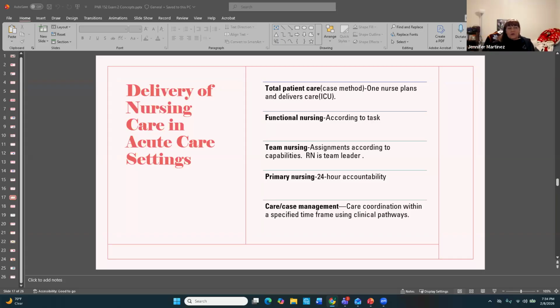Functional nursing is according to task. Team nursing assignments are according to capability. So you'll have an RN, LPN, maybe a UAP, and the assignments are according to their capabilities. The RN has their responsibilities, the LPNs may do the medications and the treatments, and of course the UAP is going to provide the patient care. Primary nursing is 24-hour accountability. And case or care management uses clinical pathways to provide for care coordination.